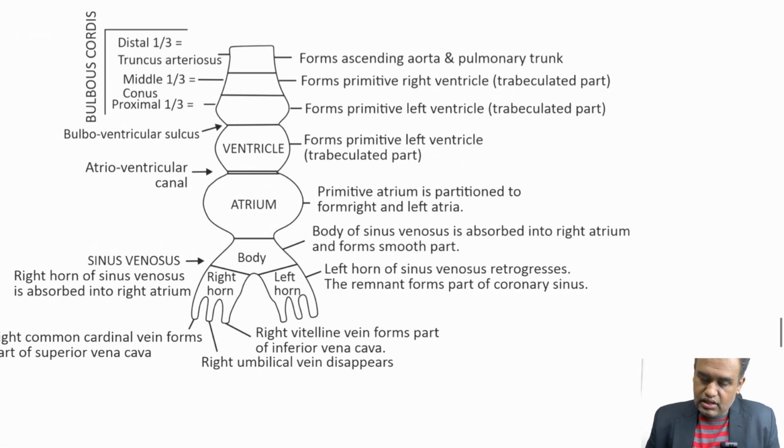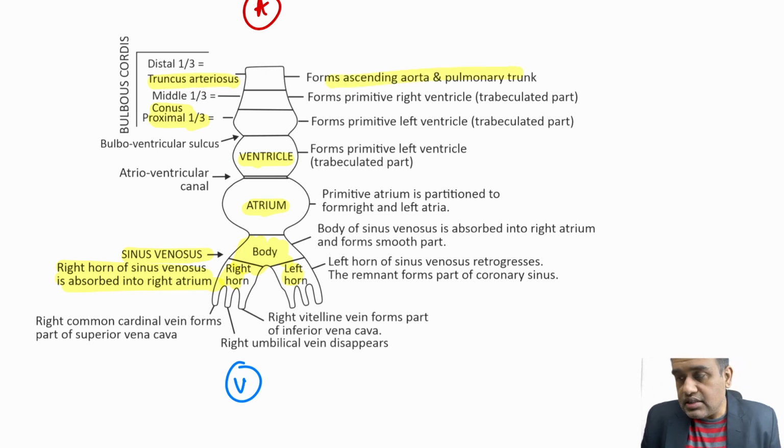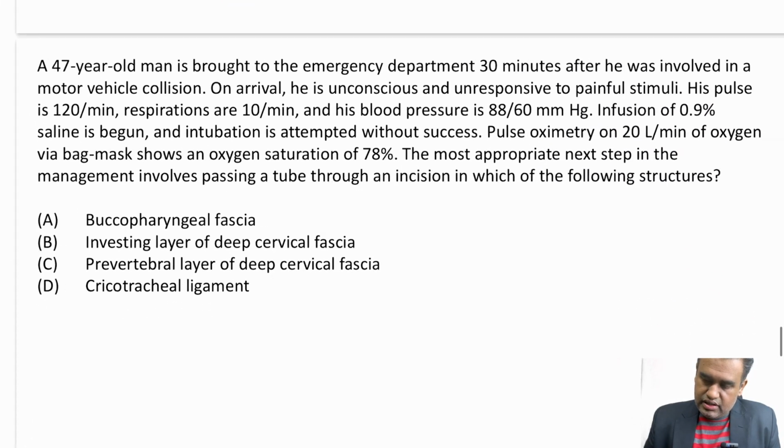Let me show an image over here. This image is very, very important. This is the venous end, and the upper part is the arterial end. Here I start to highlight the sinus venosus. You can see the right horn of the sinus venosus is absorbed into the right atrium, forming its smooth part. Here you can see both the horns and how they enter the atrium. Then from atrium to ventricle, then you have the conus cordis, then the whole truncus arteriosus. So they form the distal parts of the circulation of the heart. So remember that.